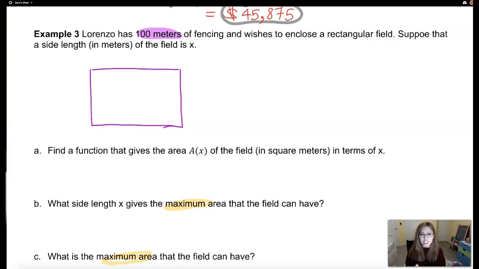Suppose that a side length in meters of a field is x. One side is x. I will pick this side to be x. But what you know about a rectangle is that opposite sides are congruent. That means if this side on the left is x, this side on the right is also x. What do I know about the side above? I don't know anything about the side above because they're not necessarily equal, right? If they are equal, we call them a square.